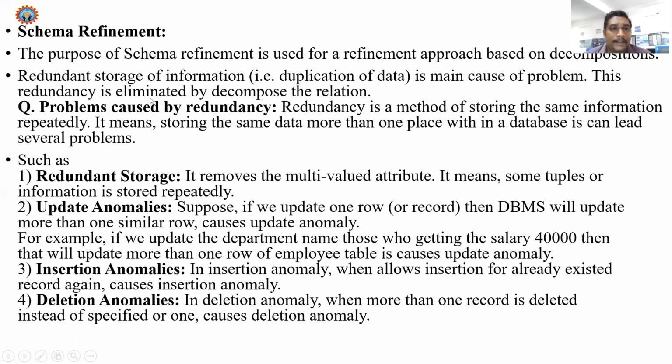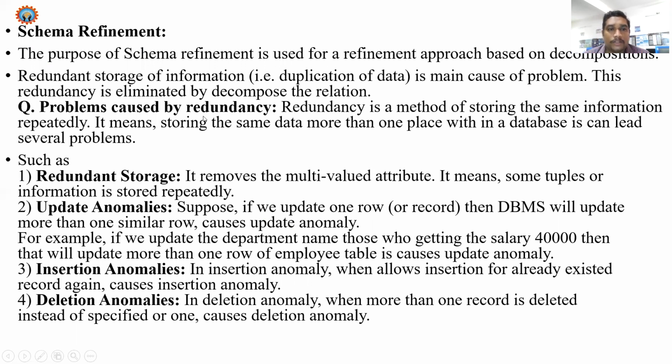Okay, so redundant storage of information, or duplication of data, is the main cause of this problem. Why do you need to refine your schema? Because there is a possibility of duplication. Simple. The process to identify and refine the schema is based upon the duplication of data available in your relation. Okay, this redundancy is eliminated by decomposition of the relation.